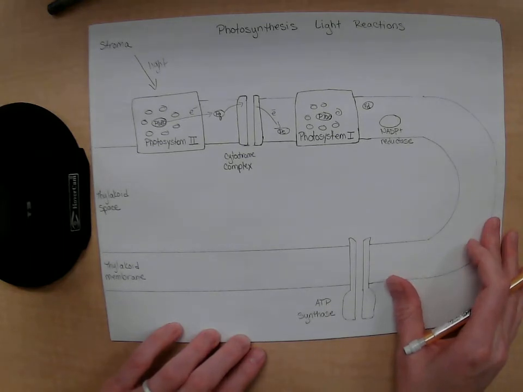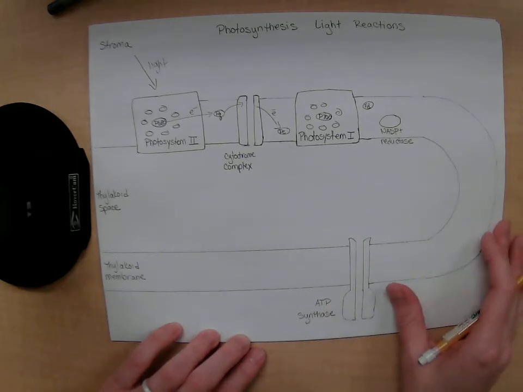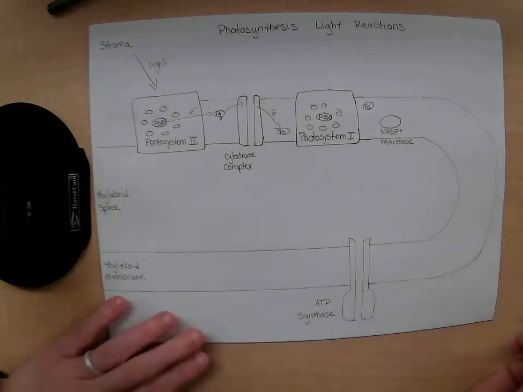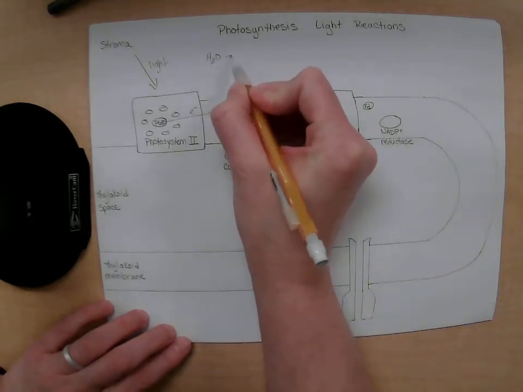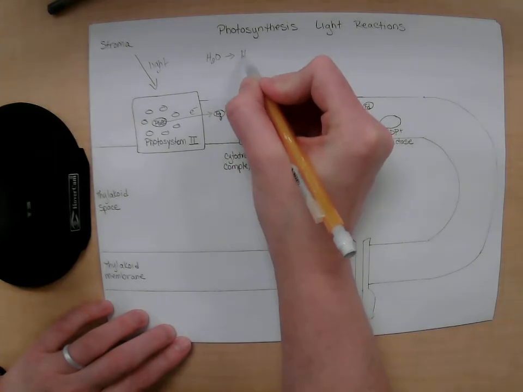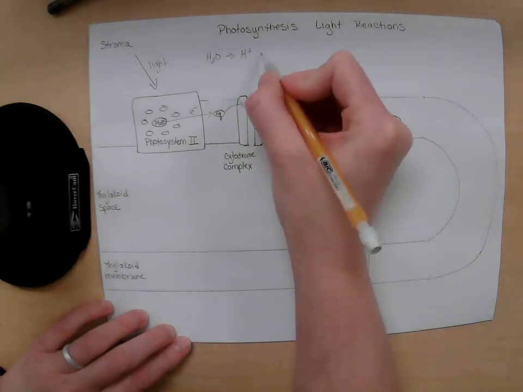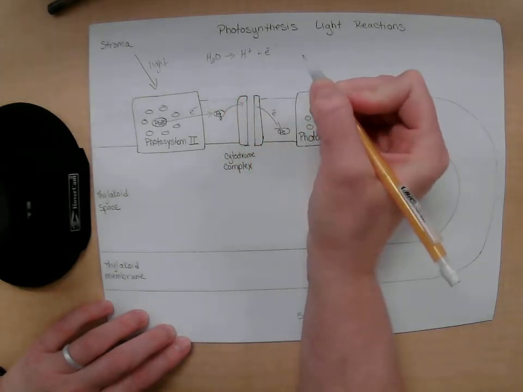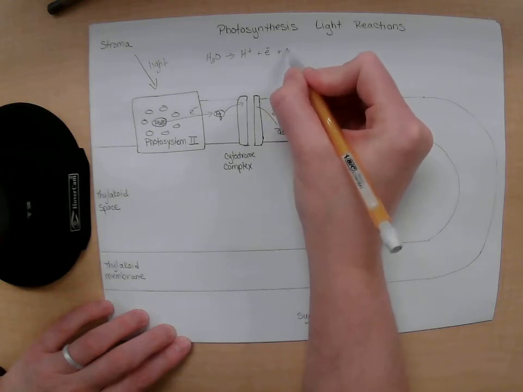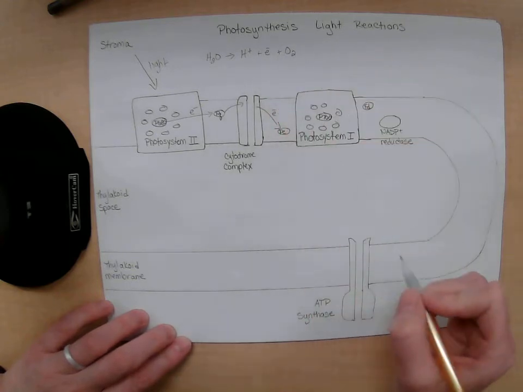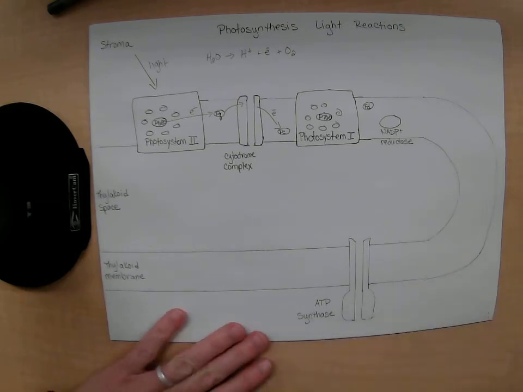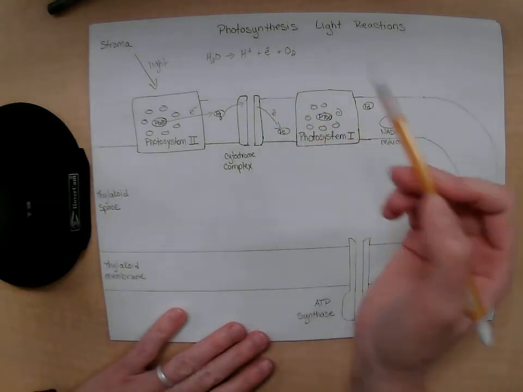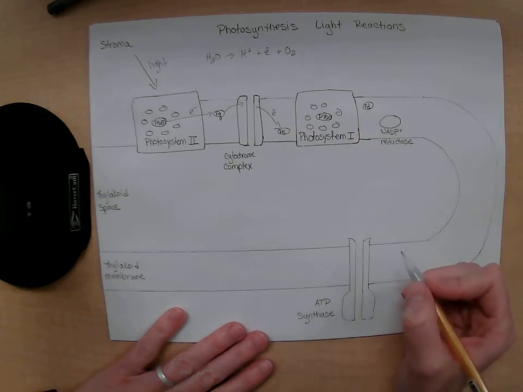The other ingredient that we need for photosynthesis, for the light reactions, is water. So what happens is a water molecule gets split into hydrogen ions, electrons, and some oxygen gas. I know that equation is not balanced. I'm not going to worry about balancing at this point in time. We just really need the 3 elements from the water splitting.